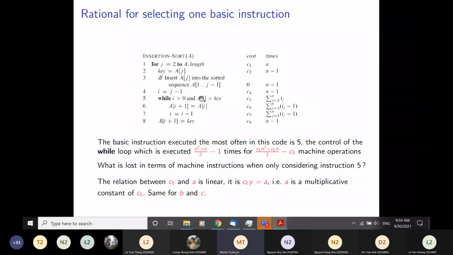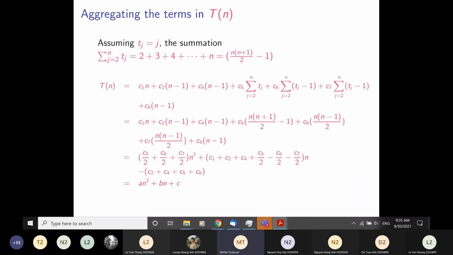Let's try to find among all these instructions the one that is executed the most often. The one that is executed the most often is actually this one. So it is this one here. So if we look at this instruction, C5, this is equal to n squared plus n over 2, okay? This is bigger than n squared minus n, the two other terms that are in n squared, okay? So we know that this term is bigger than any other term in n minus 1 or n.